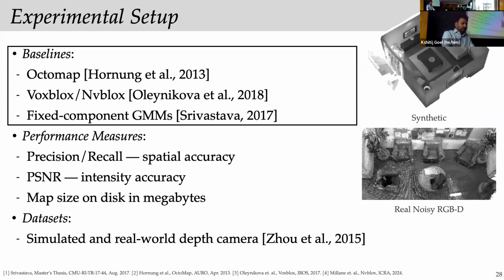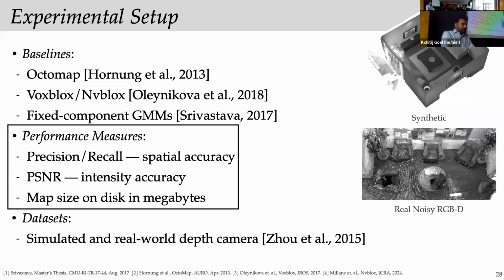We compare the proposed approach with Octomap, NV blocks, and a prior GMM-based approach for multimodal data that uses a fixed number of components. The performance measures are towards assessing the reconstruction accuracy and map size. For spatial reconstruction accuracy, we use the precision and recall scores, while the intensity reconstruction accuracy is measured by peak signal to noise ratio. For the map size, we serialize the map data and store it on disk in a binary format, and then we measure the size of that file in megabytes.